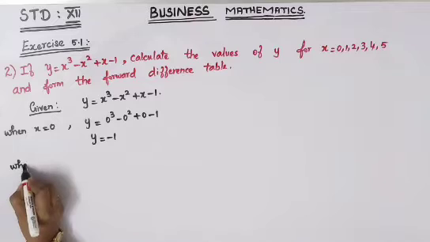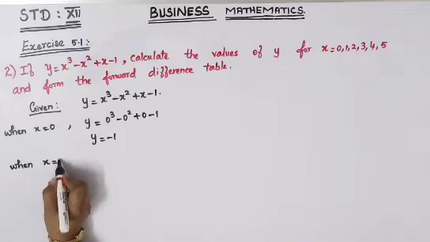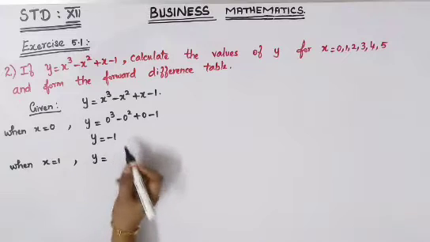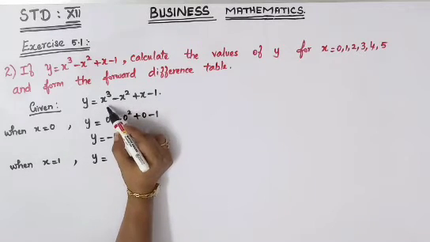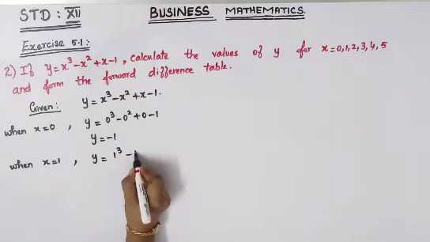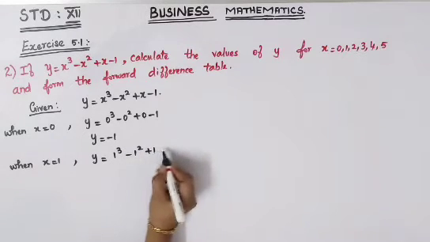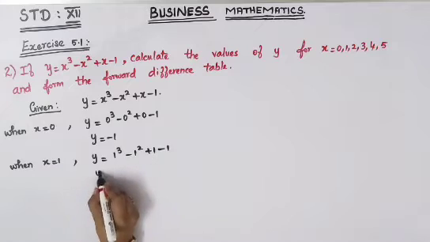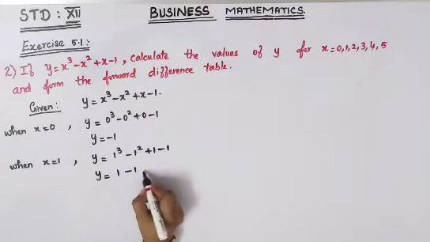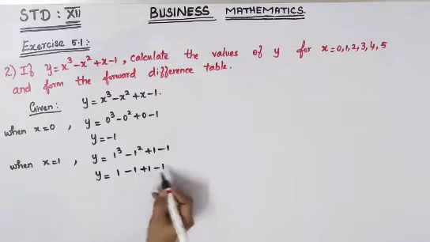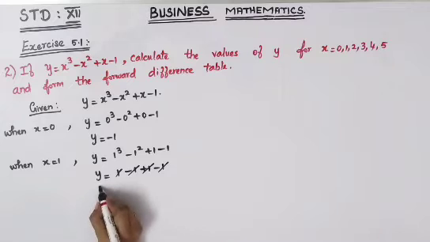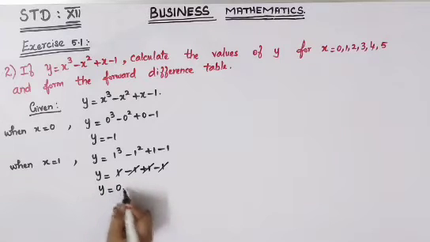Then when x is equal to 1, your next value, in this question wherever you have x, you give 1. So it is 1 cube minus 1 square plus 1 minus 1. So y is equal to 1 cube is 1 only, minus 1, again plus 1 minus 1. You can cancel plus 1 minus 1, and this plus 1 and minus 1 will go, therefore the answer is y is equal to 0.